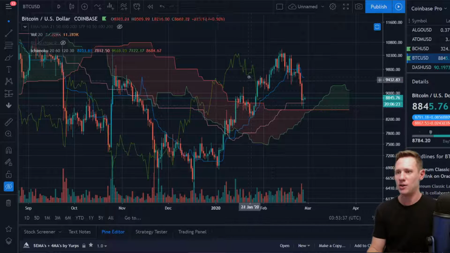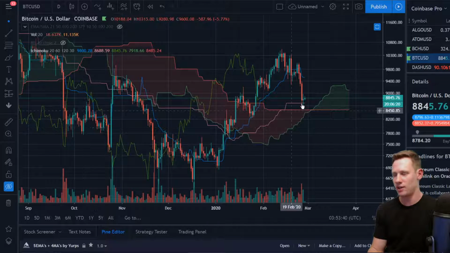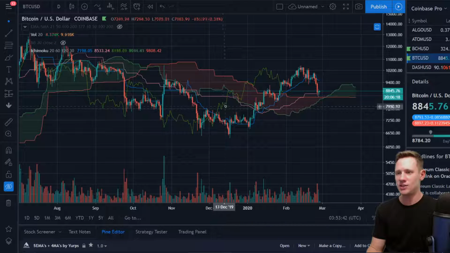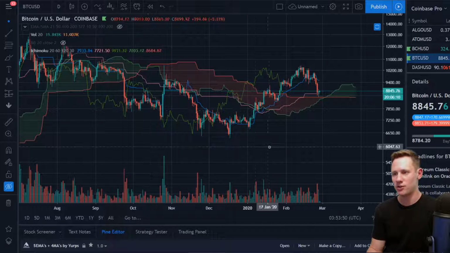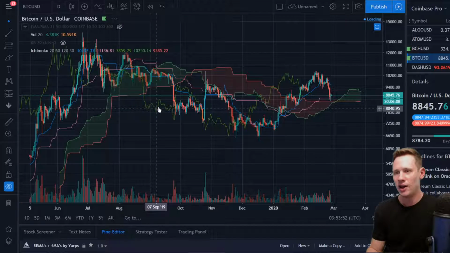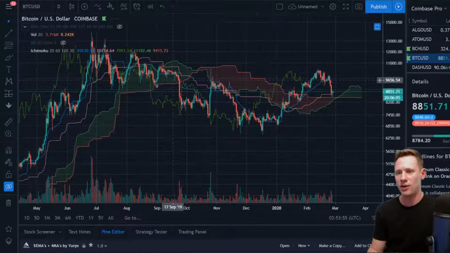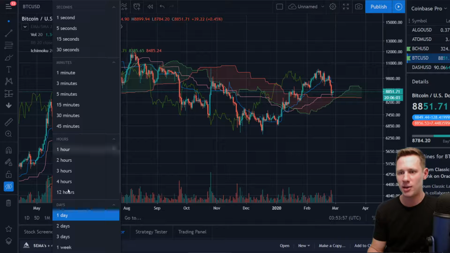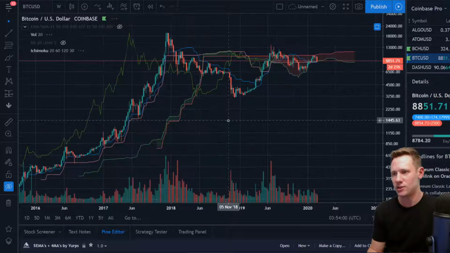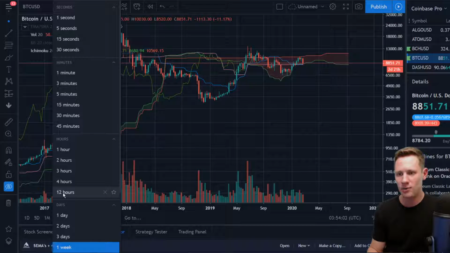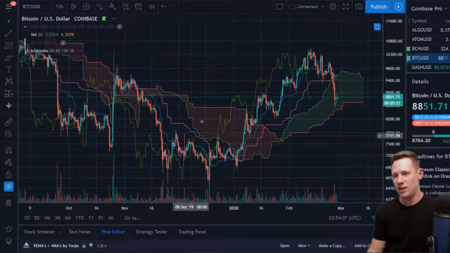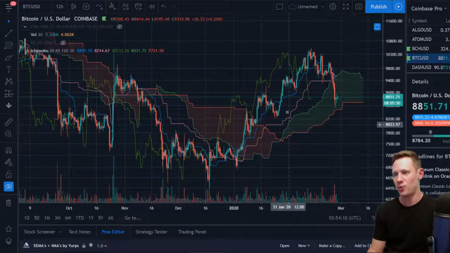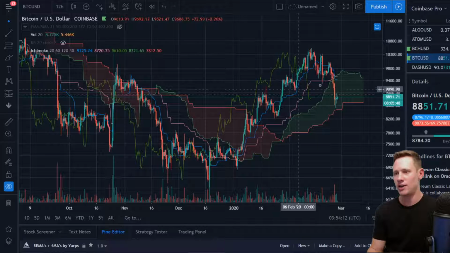Your lagging span, this green line that's behind the price, basically if the lagging span is above the price, it's bullish. If it's below the price, it's bearish, okay? And then you're looking at your Kumo clouds, okay? So let's look at maybe the weekly. Let's see what we can see here. Nothing, no. We'll go to the 12-hour. So when price is beneath the red cloud, it's bearish. When it's above a green cloud, it's bullish.